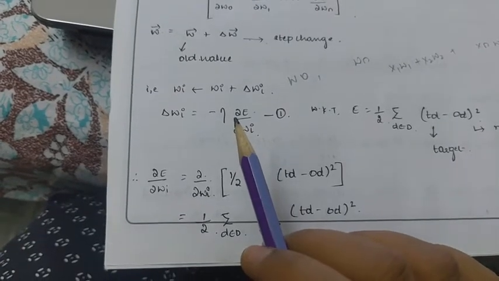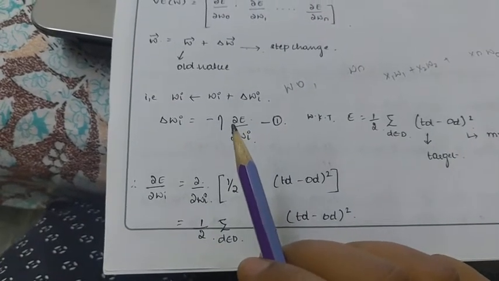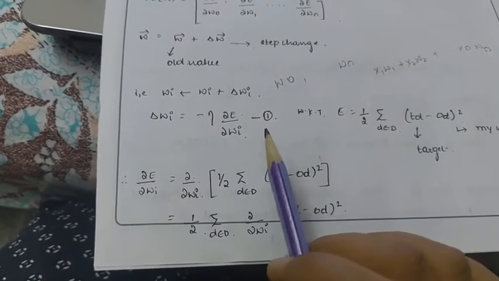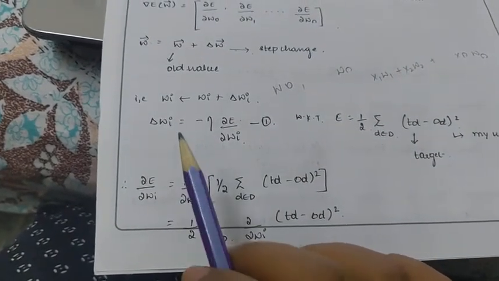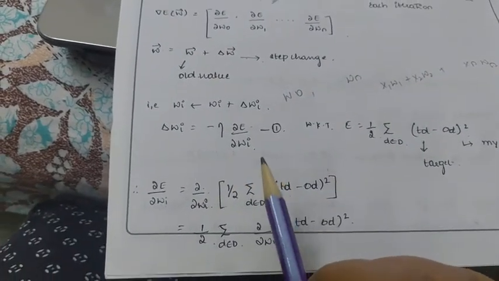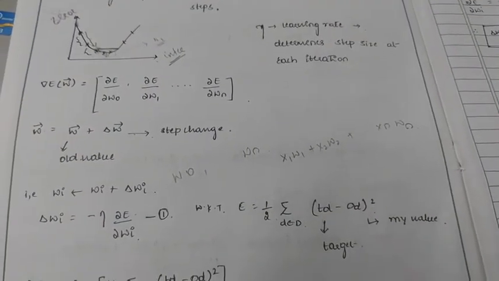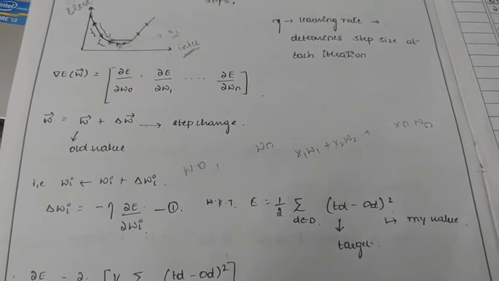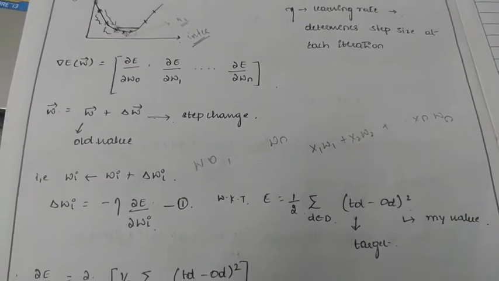Now ∂E, that is nothing but the partial derivative of the error with respect to a weight. As I already told, i can take any value from 0 to n depending upon the number of inputs present. Now what is this learning rate? Learning rate is a parameter again. It determines the step size at each iteration.